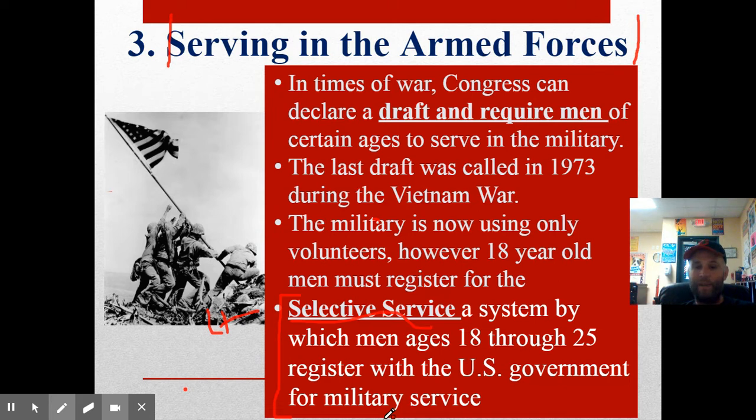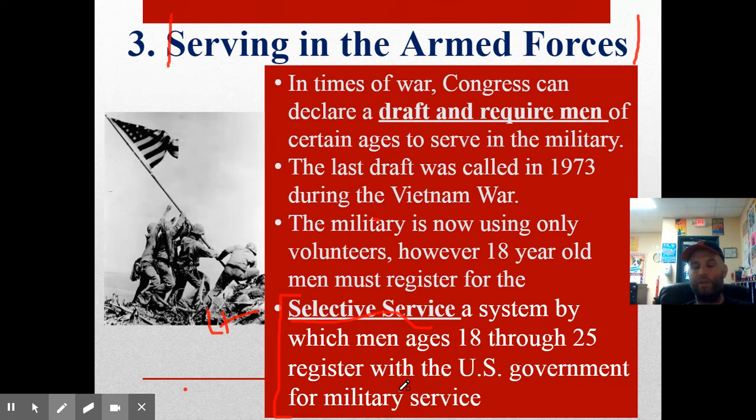Hopefully we never have to do it again, but every single boy sitting in my class, and possibly girls if it changes. Right now this only applies to men because last time we had a draft there weren't women in the military, but now there are, so it could change. But every single man and boy in this country, when you turn 18, you have to register for the selective service. If you don't do it by the time you're 25, there can be legal consequences. So again, you're not signing up for the military, you're signing up for the selective service in case a draft is implemented. So again, selective service is a system by which men ages 18 through 25 register with the U.S. government for military service.